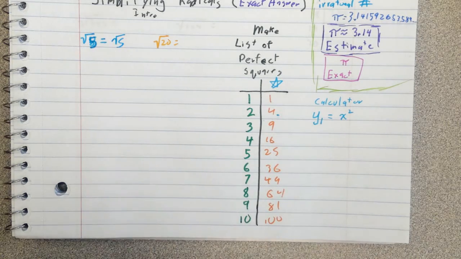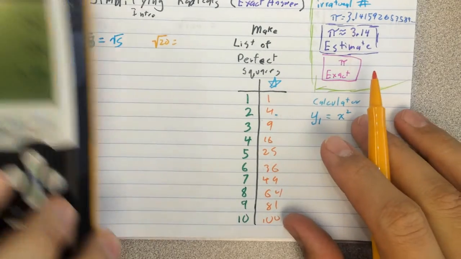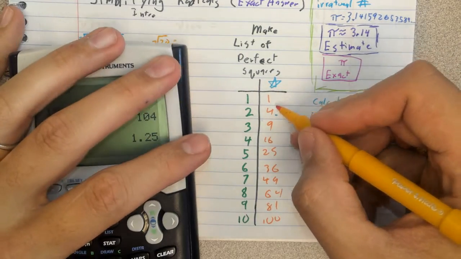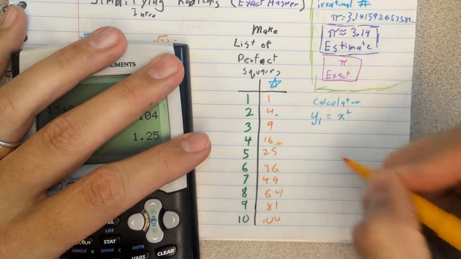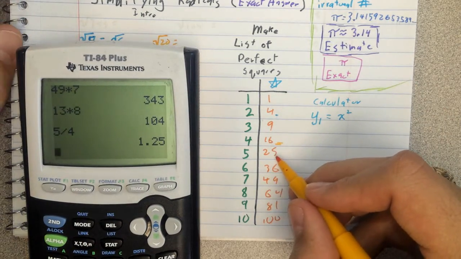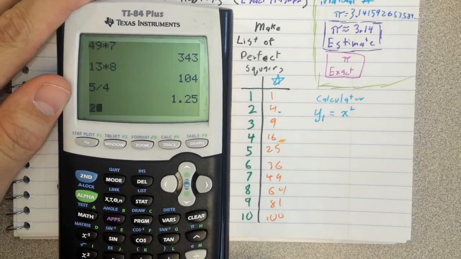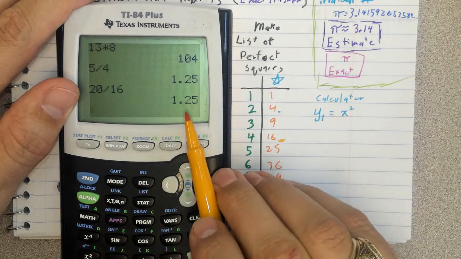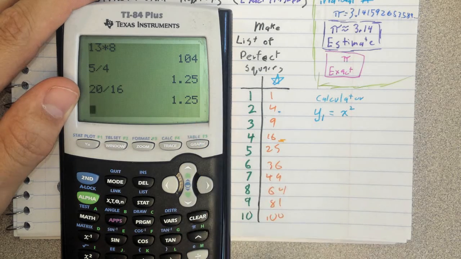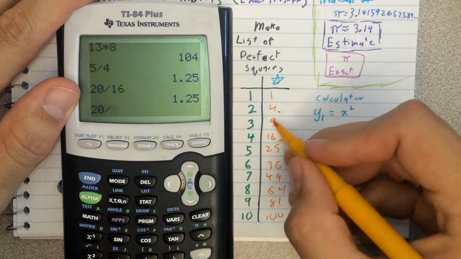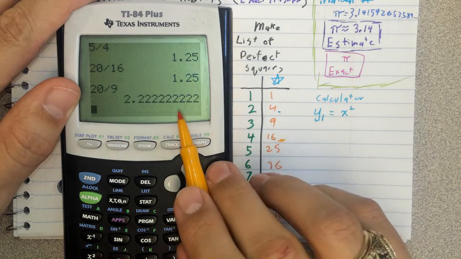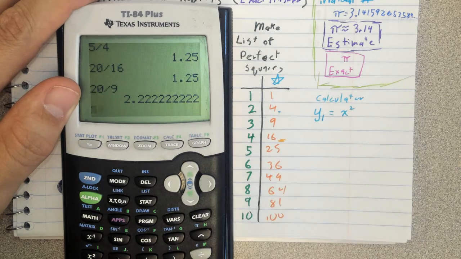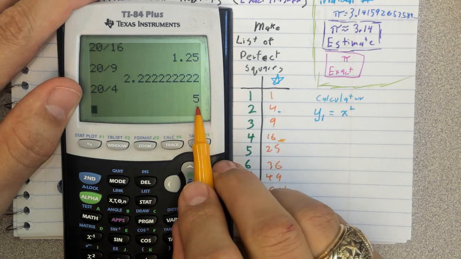Now let's try 20. 20 we can simplify. So let's find where 20 would fall. 20 would fall somewhere in between 16 and 25. So I take 20 and I'm going to divide it by 16. Decimal number. So I'm going to take 20 and divide it by the next one. Let's try 9. Nope, definitely not. Then do 20 divided by 4. And I get a whole number.